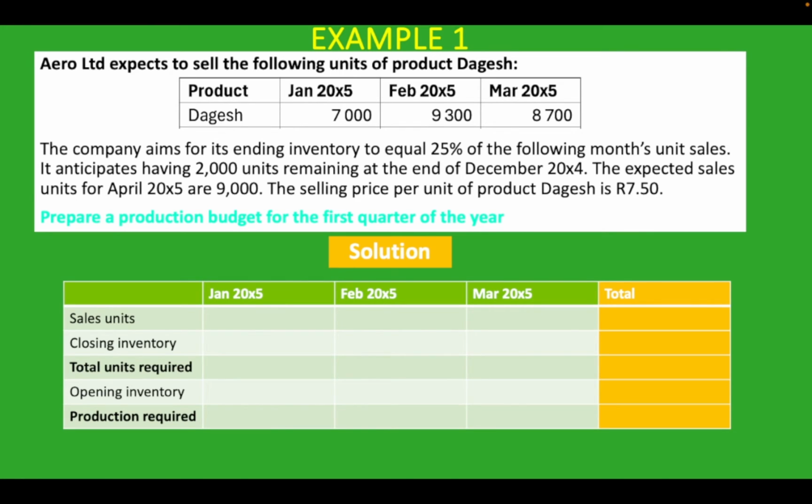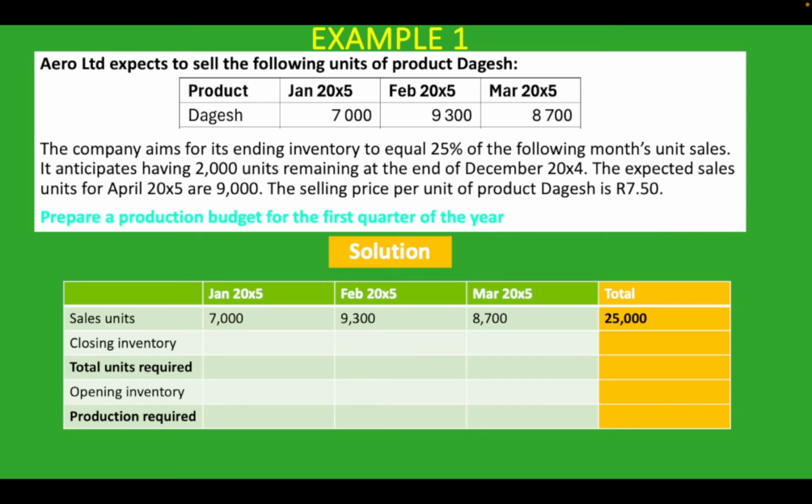Okay, so let's put in our sales units. For January, we've got 7,000. For February, 9,300. And for March, 8,700. And we add the three together, and that will give us our total of 25,000 units. So that's what you do when you're asked to prepare the production budget. You start by putting in your expected sales units in the format or in the table you have prepared, as we have displayed here. We put in our expected sales units for each of the months.